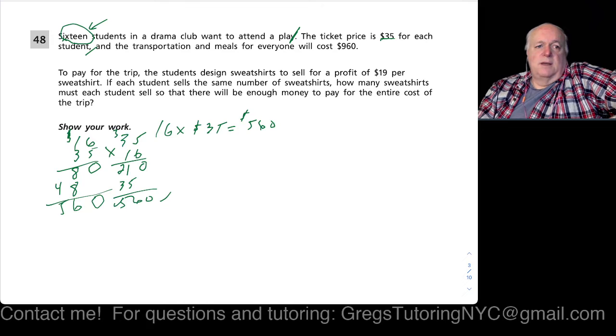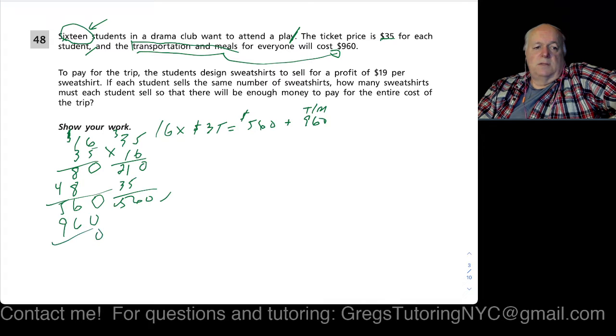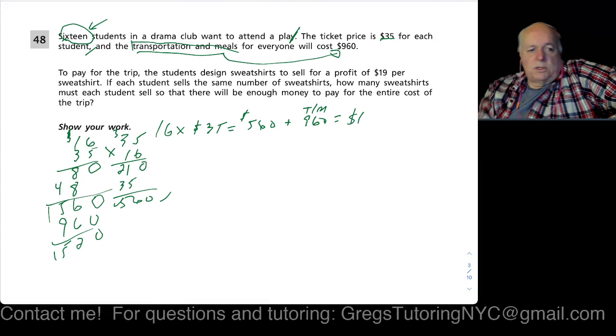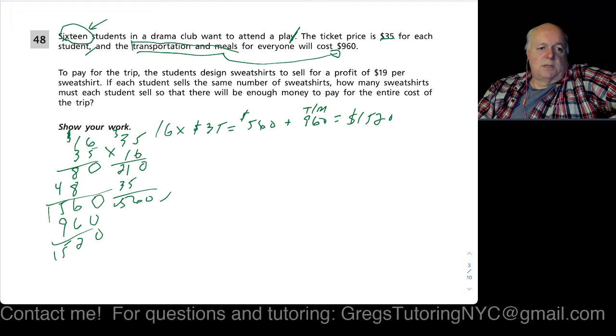Anyway, this 560, and then it says the transportation and meals as a unit will cost $960. So if I add in the transportation and meals of $960, I can add that onto here. $960, that should be $1520. Let me just do that math again, just make sure we're using the right numbers. 6 plus 6 is 12. 2, carry my 1. 9 plus 1 is 10, plus 5 is 15, carry my 1. Wait, what am I doing? Nope, the 15's right, 1520.